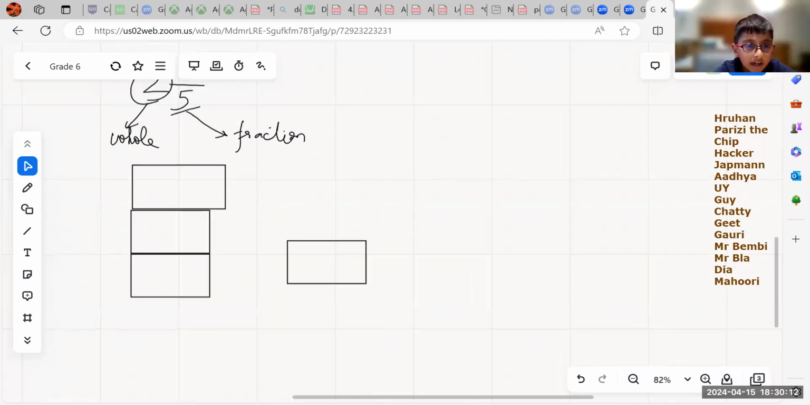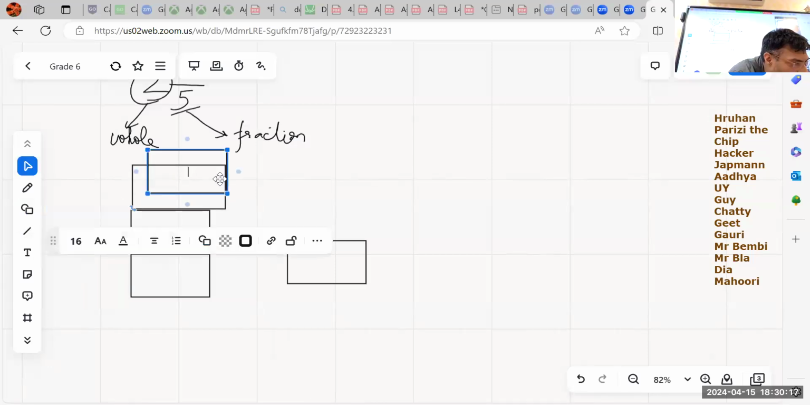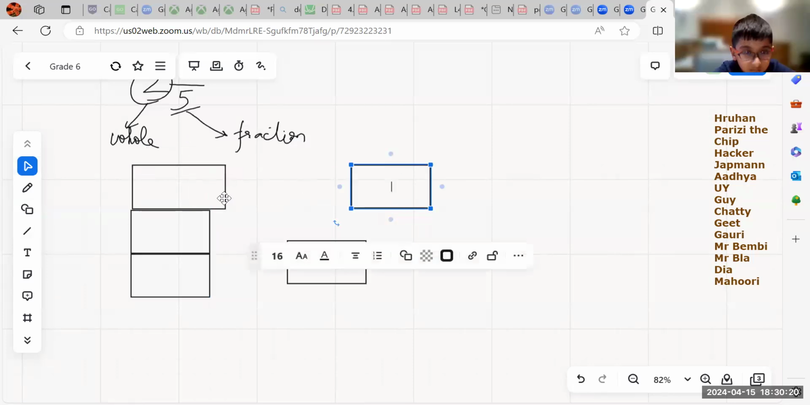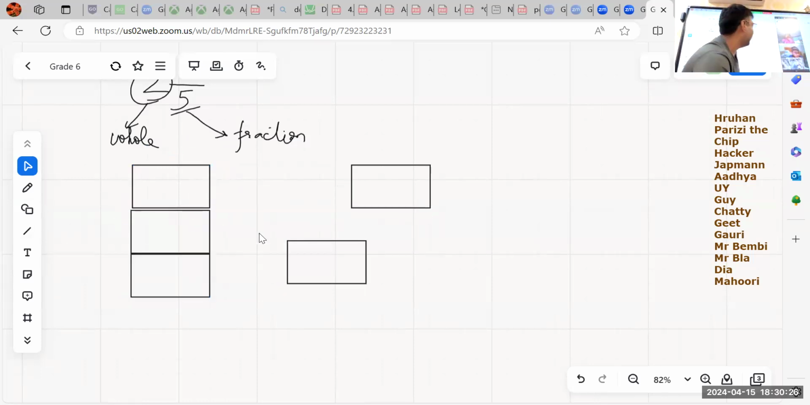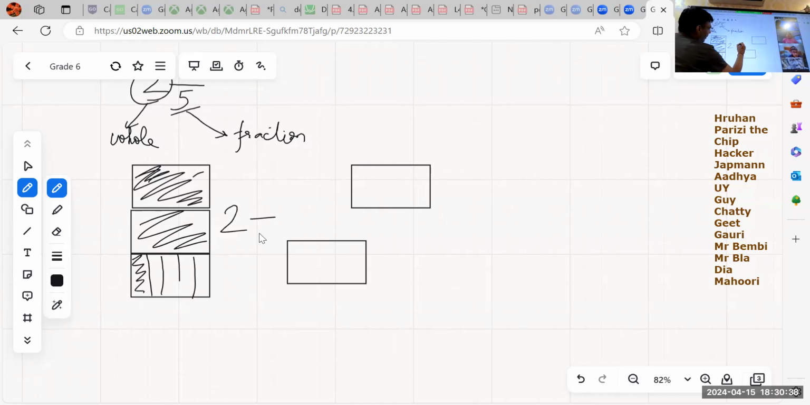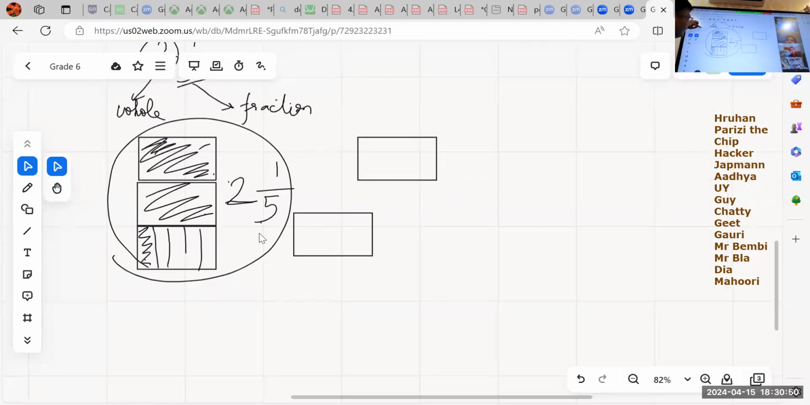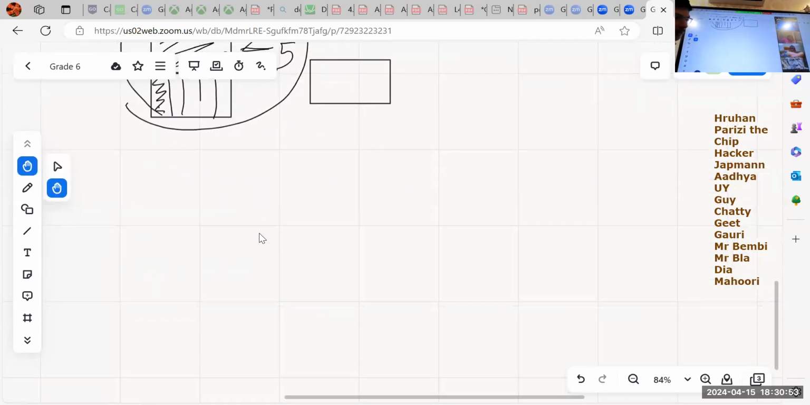Sir, 2 wholes and 1 out of 5 parts in the last one. Yes, that's correct. So let me shade it for you. This will be shaded in full, 1, this, 2, and this much. So this is 2 1/5. Any confusion, please ask now. No, sir. This is the whole part, 2 wholes shaded and 1/5 shaded. We have been learning this since grade 3, so I think we know it very well.